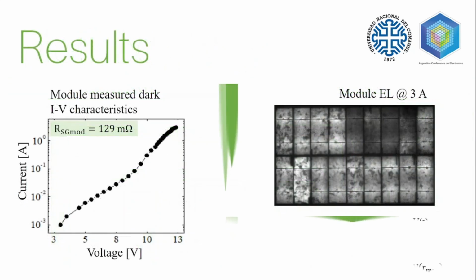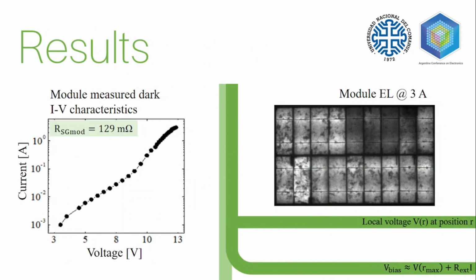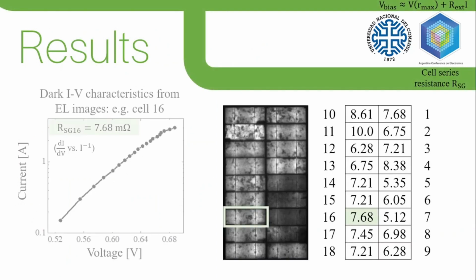In this work, electroluminescence imaging and dark current voltage characterization is conducted on a polycrystalline silicon module for in-depth study. The dark current voltage curve in the left side uses a module series resistance of 0.129 ohm. On the right side, an electroluminescence image of the module at 3 ampere injected current highlights cell number 16. Dark current voltage curve for this particular cell returns a series resistance value of 7.68 milliohm.